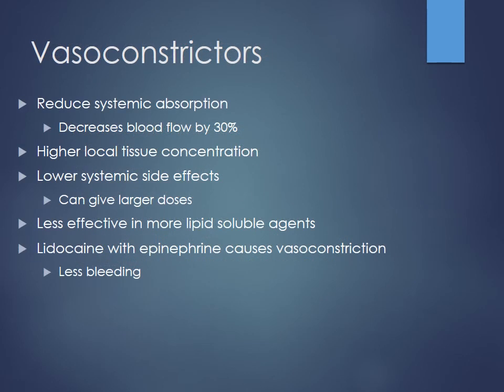So using vasoconstrictors here as well, we kind of alluded to this, but by decreasing the amount of blood flow happening there by about 30% on average, you reduce systemic absorption. This allows for higher tissue concentrations of the anesthetic, so it allows for better anesthesia developing there and lower systemic side effects, so you can give bigger doses of the anesthetic.